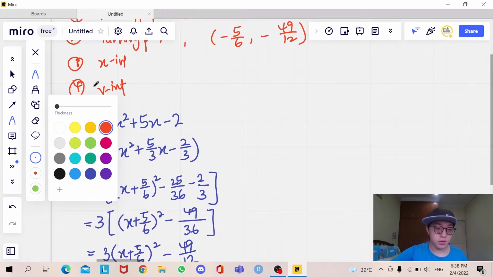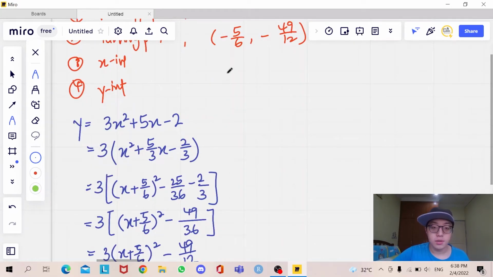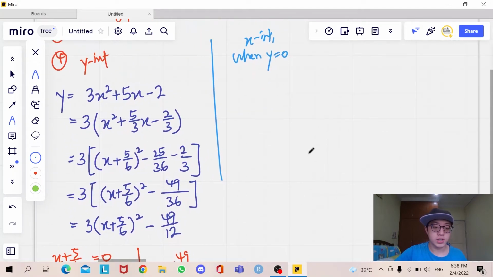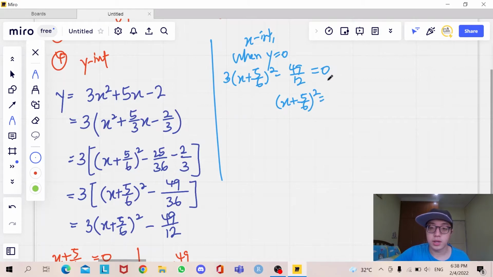So here, let's change color. X-intercept, when y is equal to 0. So from this part here, we can say 3 times x plus 5 divided by 6 squared minus 49 divided by 12 is equal to 0. Then you can bring everything over: the squared term is equal to 49 divided by 12, and then divide by 3, 49 divided by 36. Yeah, should be correct.